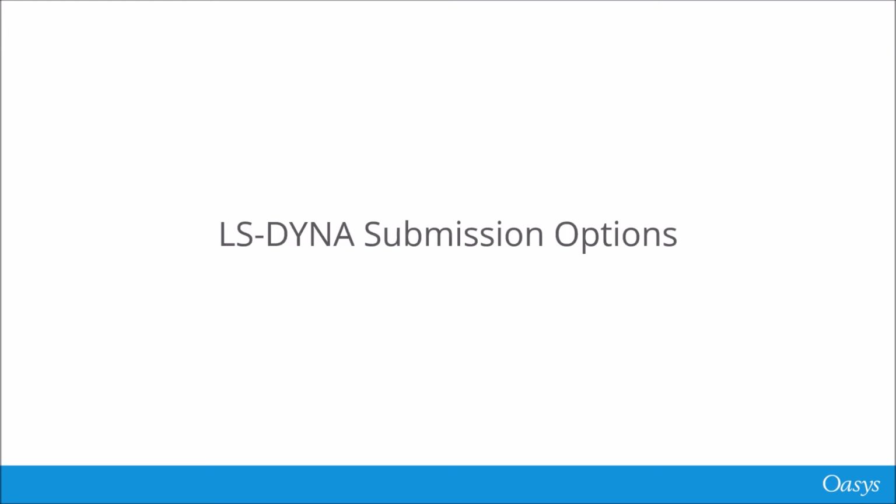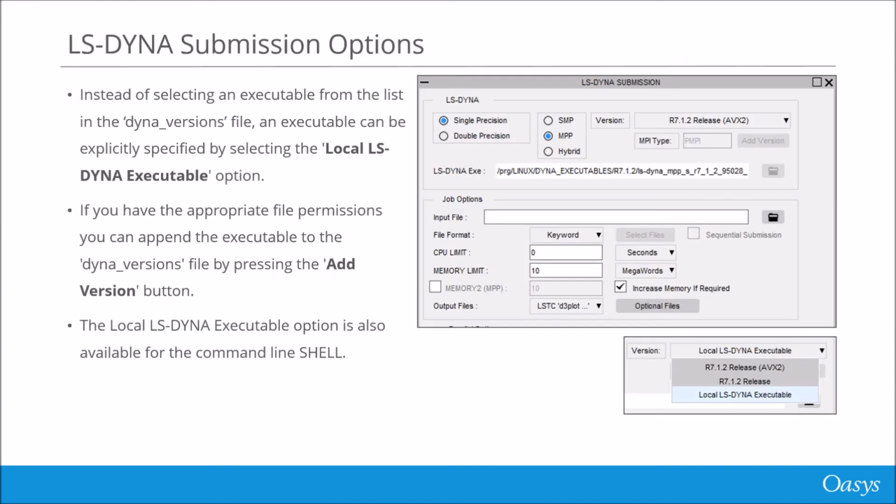Moving on now to the LS-DYNA Submission Options panel. In previous versions of the shell, when you specify what version of LS-DYNA you want to run, you have to specify all the versions in a file called the DYNA versions file. Then you can access those versions in a drop-down list through the LS-DYNA Submissions panel.